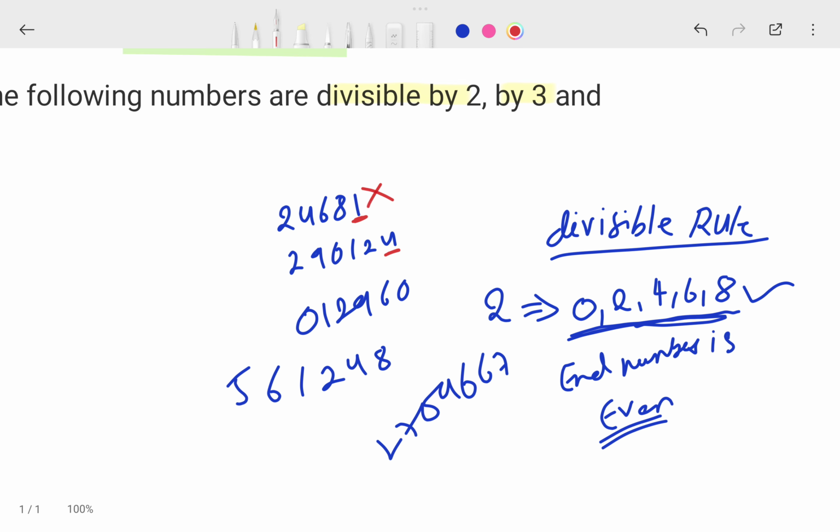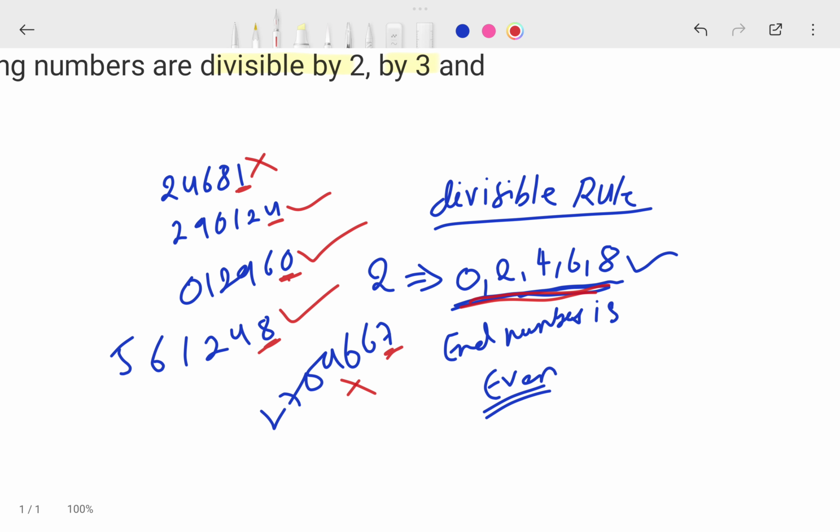The last digit is 4, it means that 0, 2, 4, 6, 8, it is coming in this one, so it is divisible. 0 is there, it is also divisible. This is 8, it is divisible, but here it is 7. Why? We need only these 5 numbers: 0, 2, 4, 6, 8. If the end digit is one of these, then the number is going to be divisible by 2. If it is not, it is not going to be divisible. So this is 7, it is not 0, 2, 4, 6, 8, so it is not going to be divided by 2. Okay, this is the divisibility rule of 2.